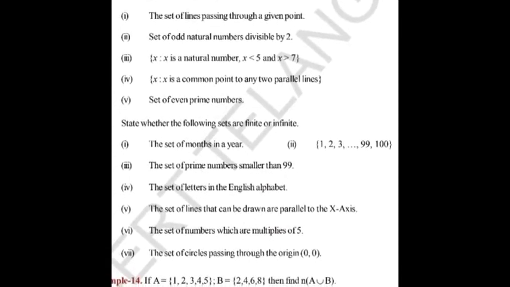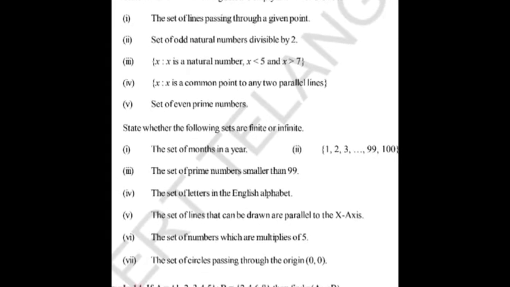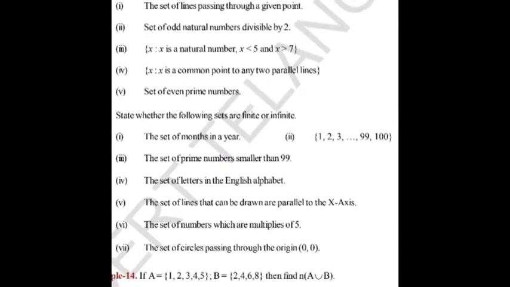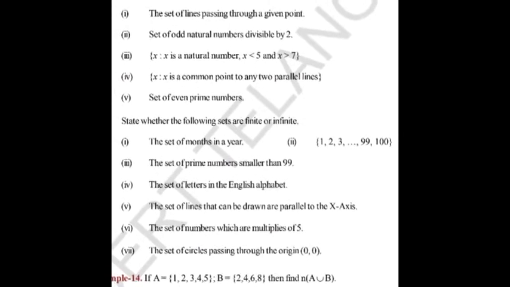Second one, the set of odd natural numbers divisible by 2. If you take any odd number, that is not divisible by 2. So already we discussed. So it is an empty set. Third one, x is a natural number, x less than 5 and x greater than 7. There is no number less than 5 and greater than 7. If you take 4, 4 is less than 5 but not greater than 7. So it is an empty set.